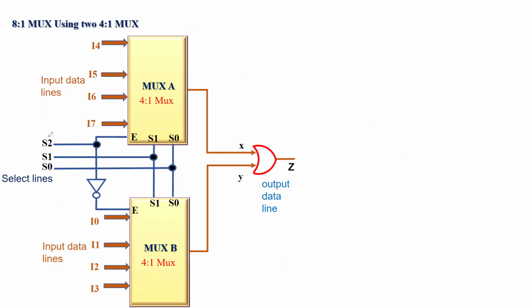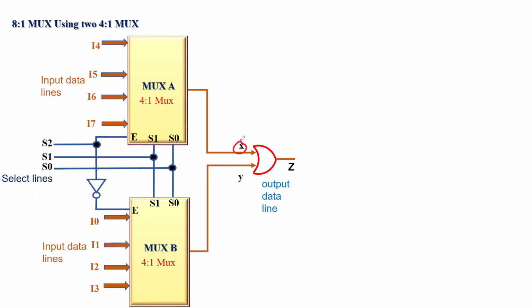And look at how S2 is getting connected. S2 goes directly to the enable pin of the chip, which is to turn on or turn off the MUX. And S2 goes to the enable pin of MUX B through a logical NOT gate, or an inverter. And this is how it will work. This combined circuit will work as an 8 is to 1 MUX.